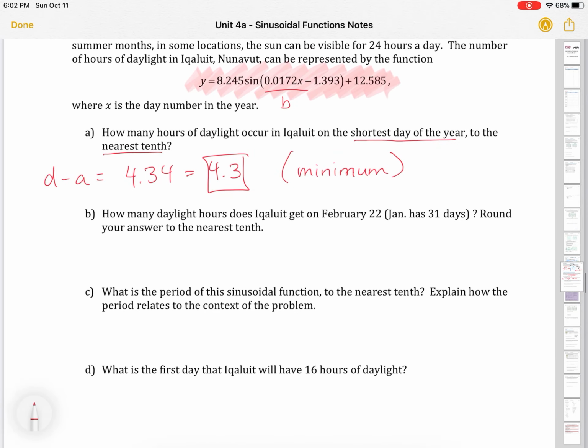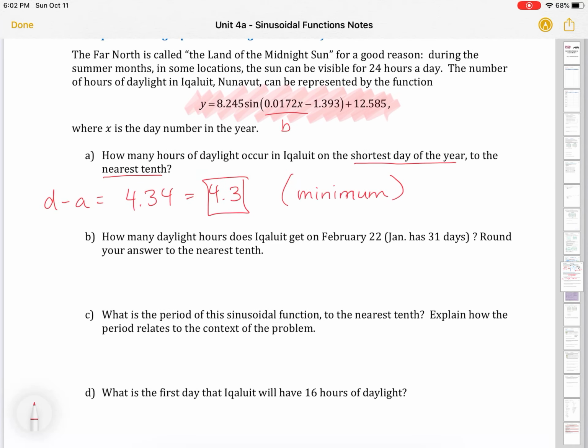How many daylight hours does Iqaluit get on February 22nd? January has 31 days. Round your answer to the nearest tenth. So we're going to make x equal to, well, it's going to be 31 plus 22, right? So we're looking for day 53. So let's calculate that.